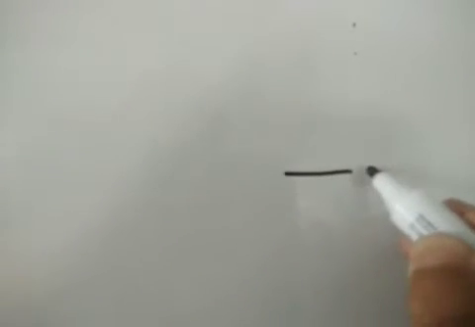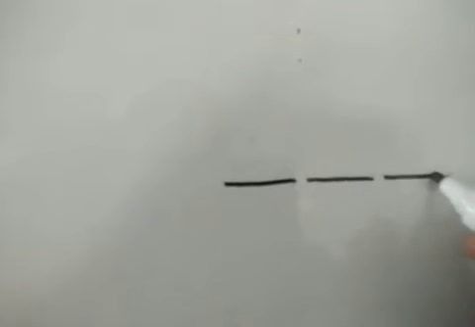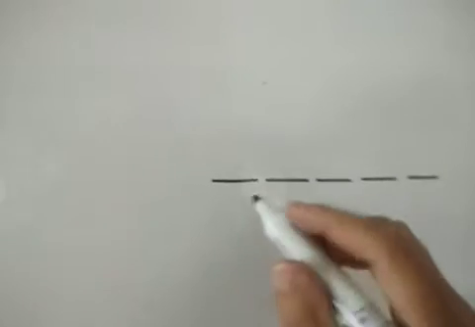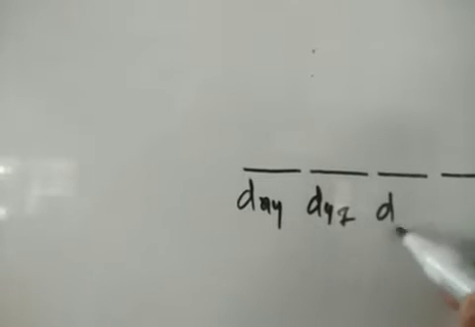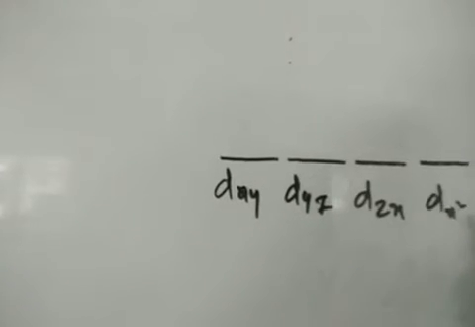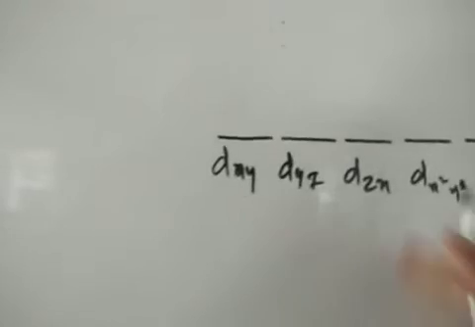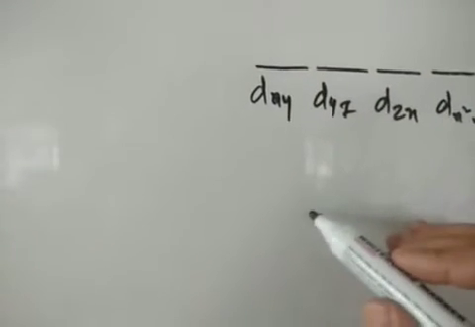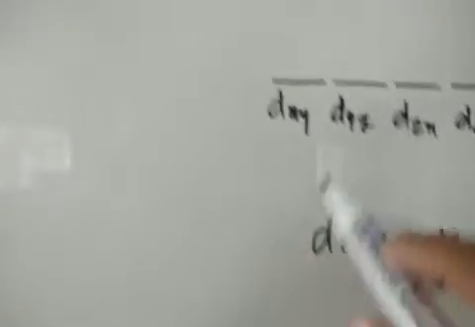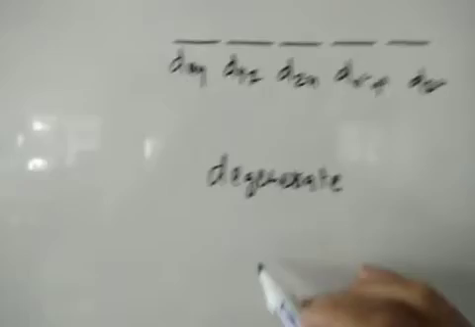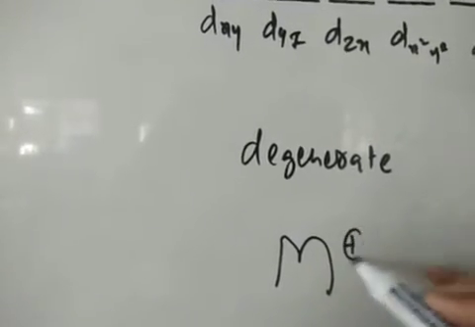So initially, जब midline was free, all the 5 orbitals were of the same energy. So this is your dxy, dyz, dzx, dx square minus y square, and dz square. So they were of the same energy, so they are said to be degenerate orbitals. They are degenerate because their energy is the same. All are of the same energy. But this was the case when we have a midline present.